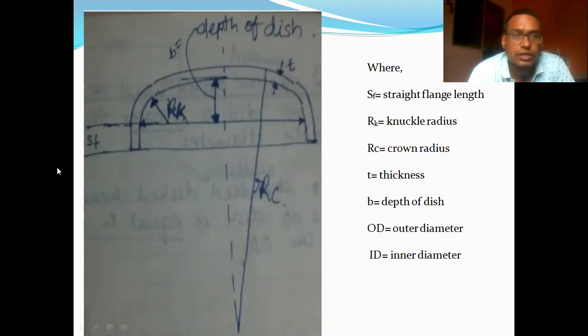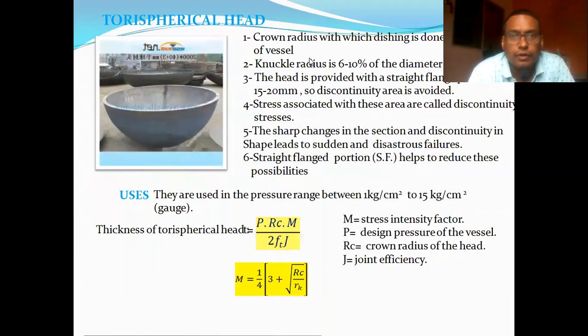And then there is a straight flange. Straight flange is generally 15 to 20 mm, and T is the thickness. Mostly this crown radius is equal to the inside diameter of the vessel, or it is less than the inside diameter of the vessel. This crown radius with which the dishing is done is equal to the diameter of the vessel. The knuckle radius is 6 to 10% of the diameter of the vessel.